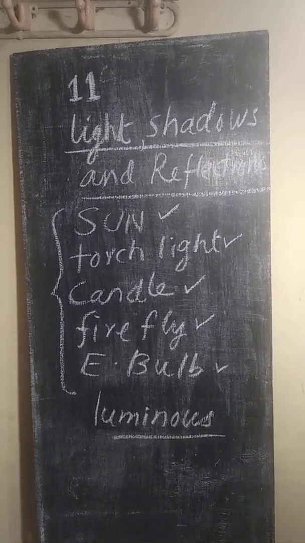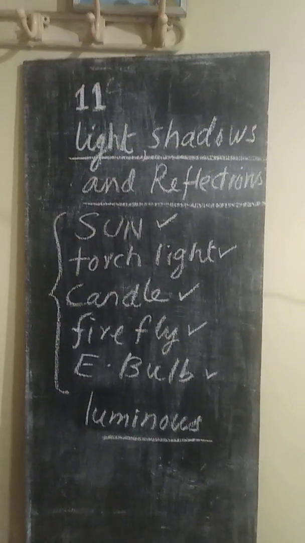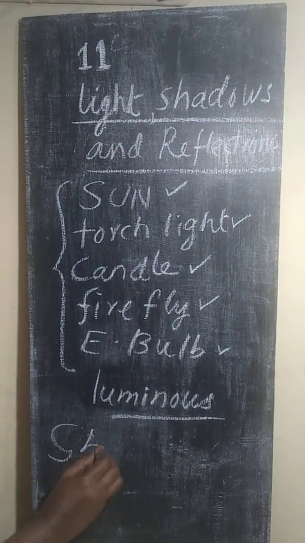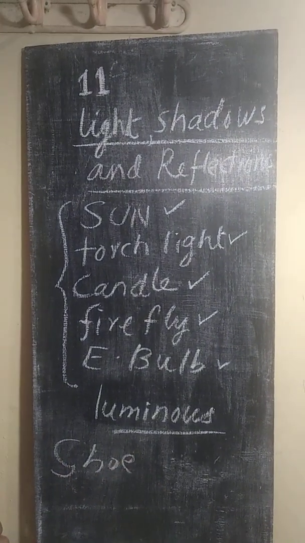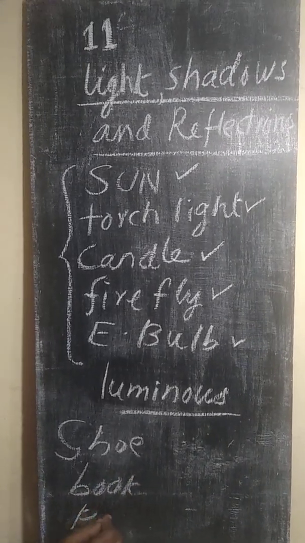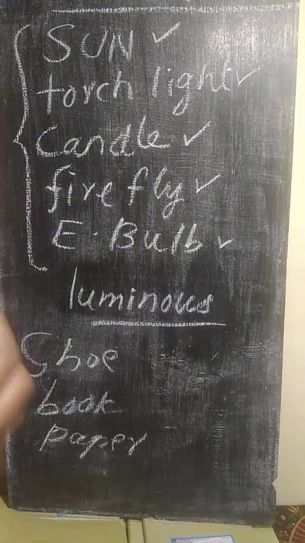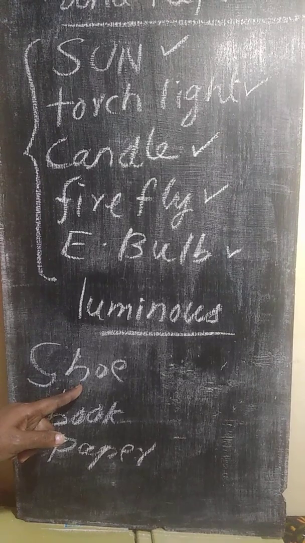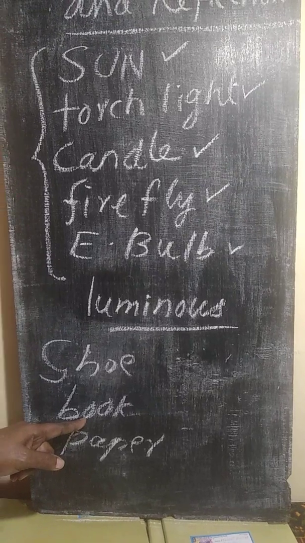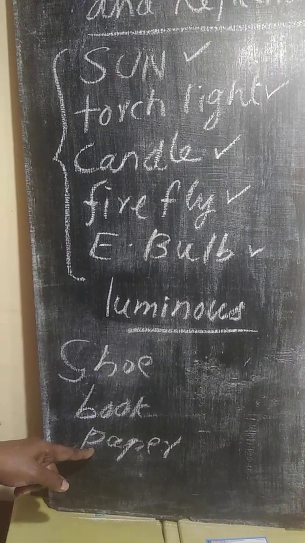And we know there are some other objects that don't have their own light. For example, a car or a shoe does not have its own light. A book does not have its own light. A paper does not have its own light. But we see these objects with some other's light. We can see a shoe during daytime with the help of sun's light. The book is visible with the sun's light. Paper is visible during the daytime with the sun's light.